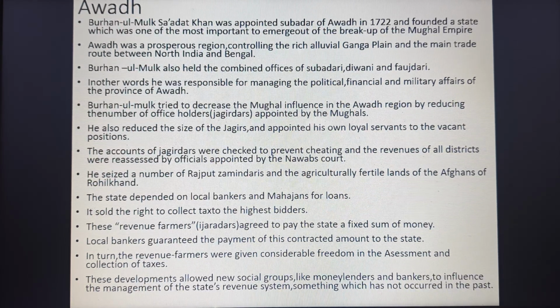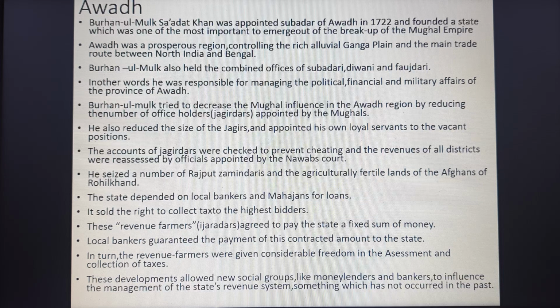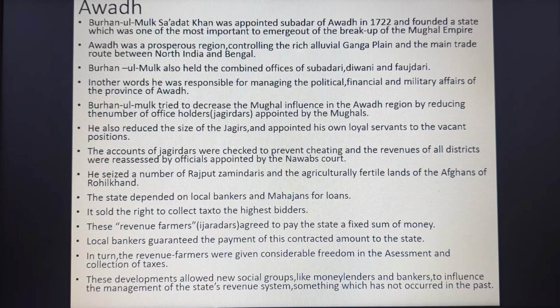In turn, the revenue farmers were given considerable freedom in the assessment and collection of the taxes. So these revenue farmers were again given some rebate, that they could collect taxes according to their will. These developments allowed new social groups like moneylenders and bankers to influence the management of the state's revenue system, something which had not occurred in the past. So earlier they did not have any such opportunity, but later on they got opportunities in which they could use these benefits.